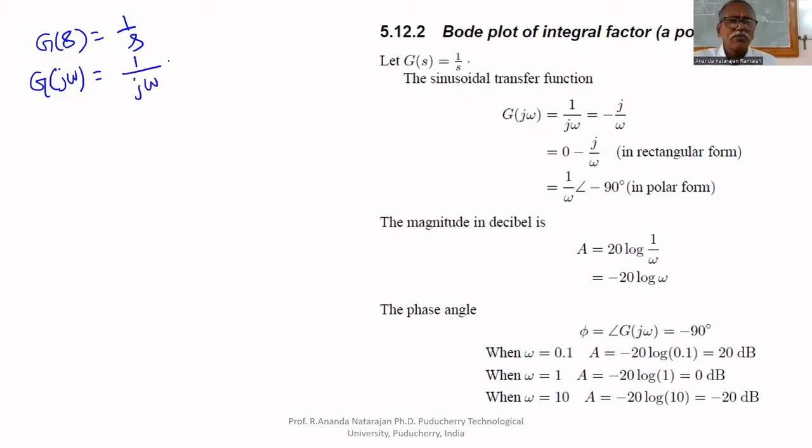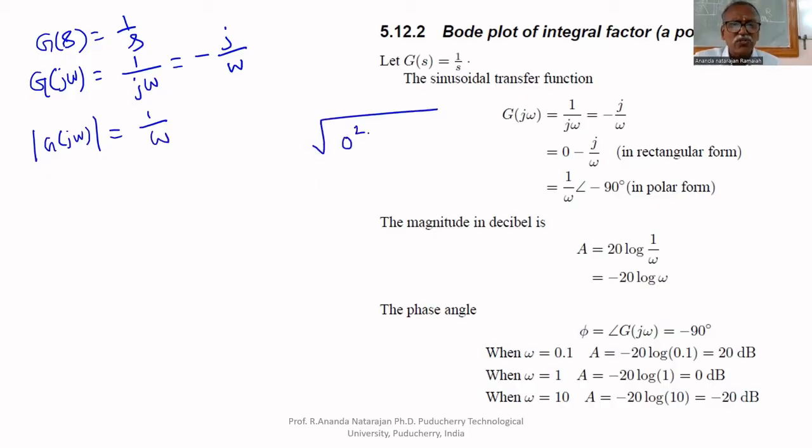Or it can also be written as minus j by omega. Multiply the numerator and denominator by j, you will get minus j by omega. What is the modulus of G of j omega? Equal to 1 by omega. That's all. Modulus of G of j omega, how will you find it? The square root of real part square, 0 square, plus imaginary part square, 1 by omega square, that is equal to 1 by omega.